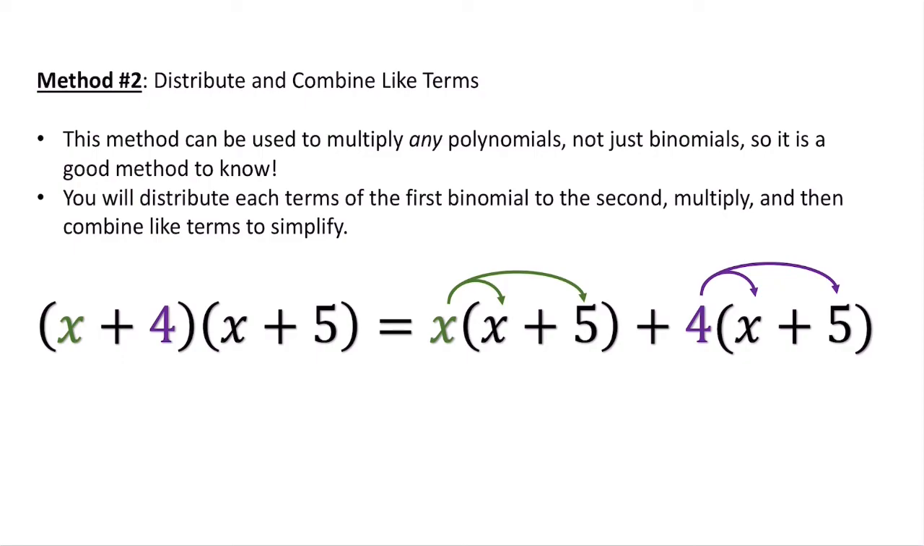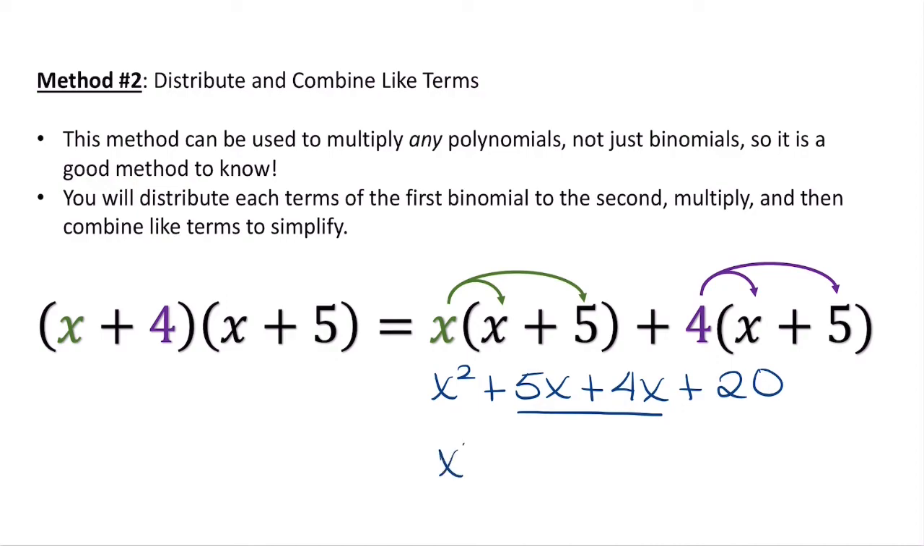So what we would do is take this x plus 4 times x plus 5, and break apart this first binomial. It's going to be x times x plus 5, plus 4 times x plus 5. So each term of the first multiplies the second. Then all we need to do is the multiplication. x times x gives me x squared, plus x times 5 is 5x, plus 4 times x gives me 4x, and then plus 4 times 5 gives me 20. Notice that the middle terms, the 5x and 4x, are like terms that I can combine. That gives me x squared plus 9x plus 20 as my final answer.